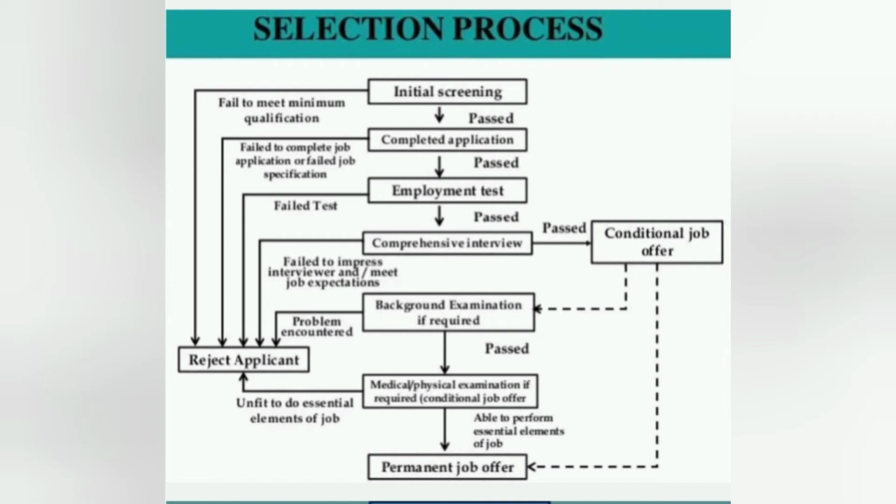After passing this, a conditional job offer letter is given. If he fails to attract the interviewer, he will be rejected simply. Next, the background examination will be conducted after giving the conditional job offer letter. If any problem is encountered, the applicant will be rejected. If he passes the background test, then a physical or medical examination will be conducted. Then a permanent job offer will be given to the candidate. This is the process of selection.